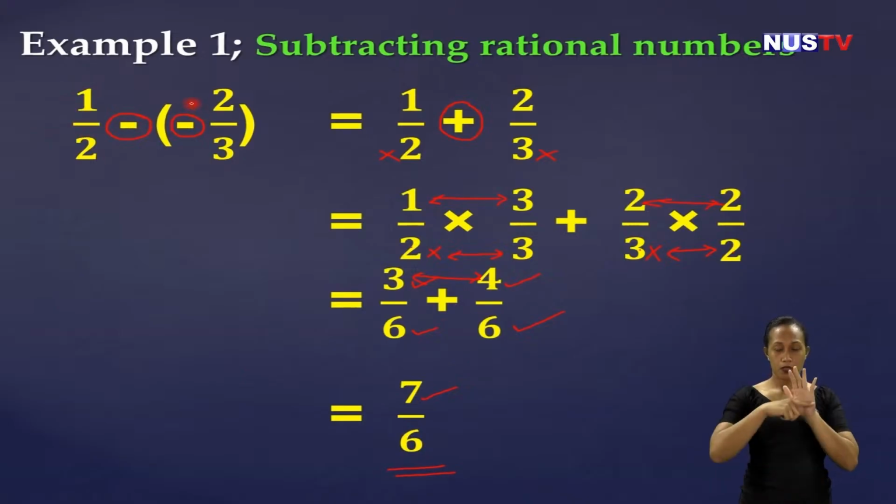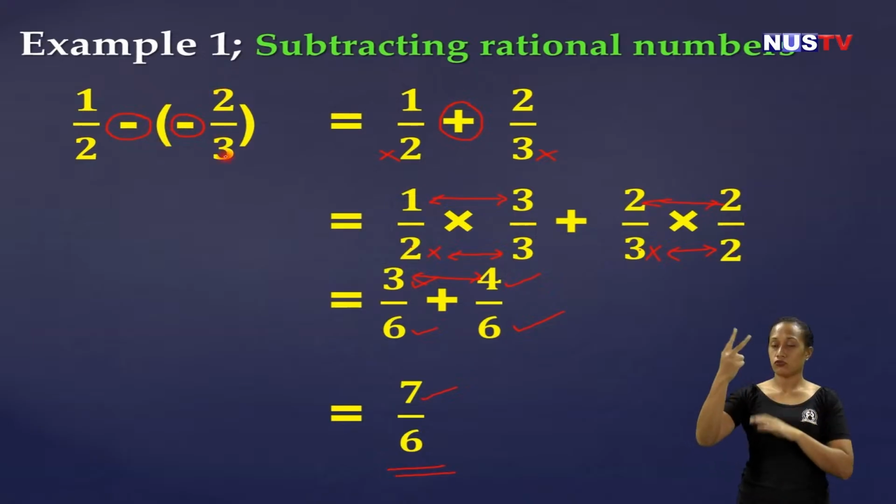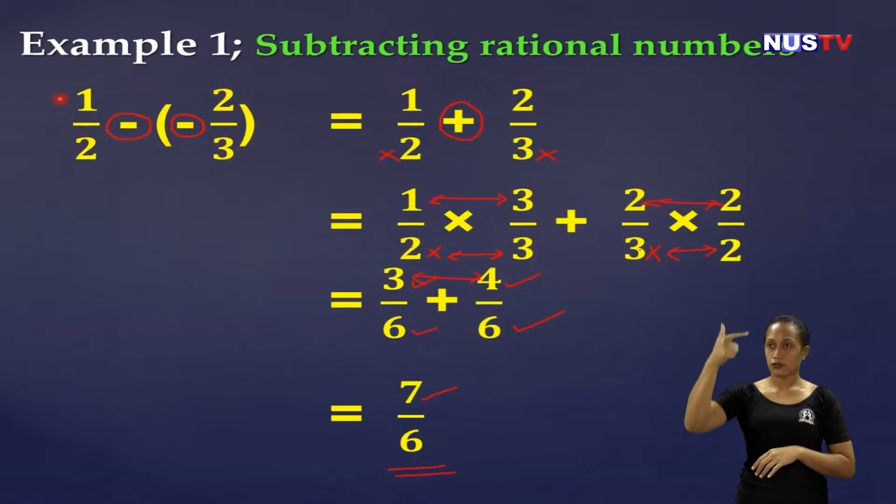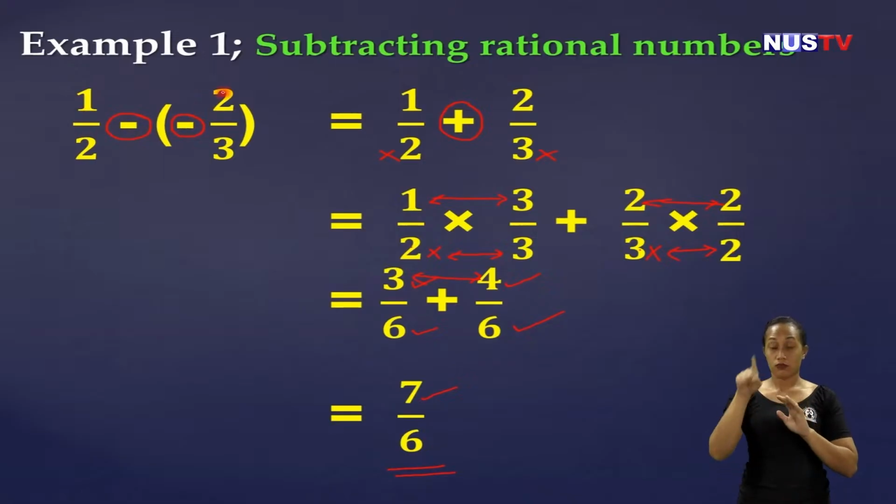Negative 2 over 3. So this is the answer, 7 over 6, for 1 over 2 minus bracket negative 2 over 3.